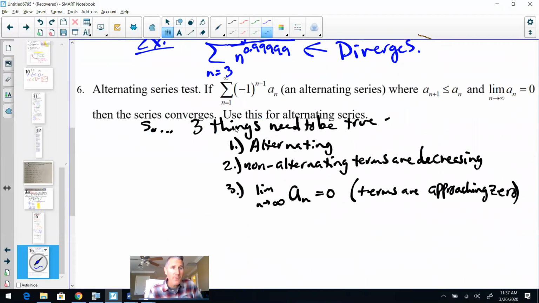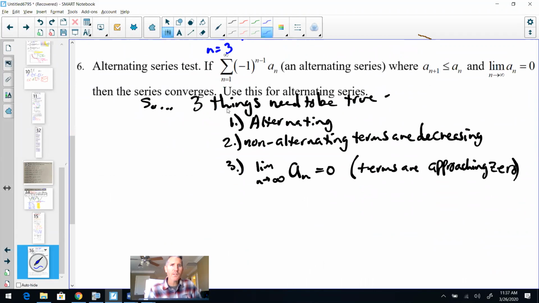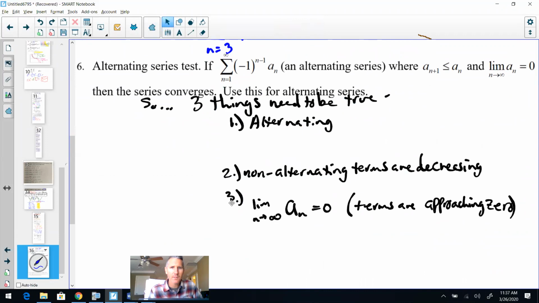All right, so next we have the alternating series test. I messed with this just a little bit, so here, let me fix it really quickly.